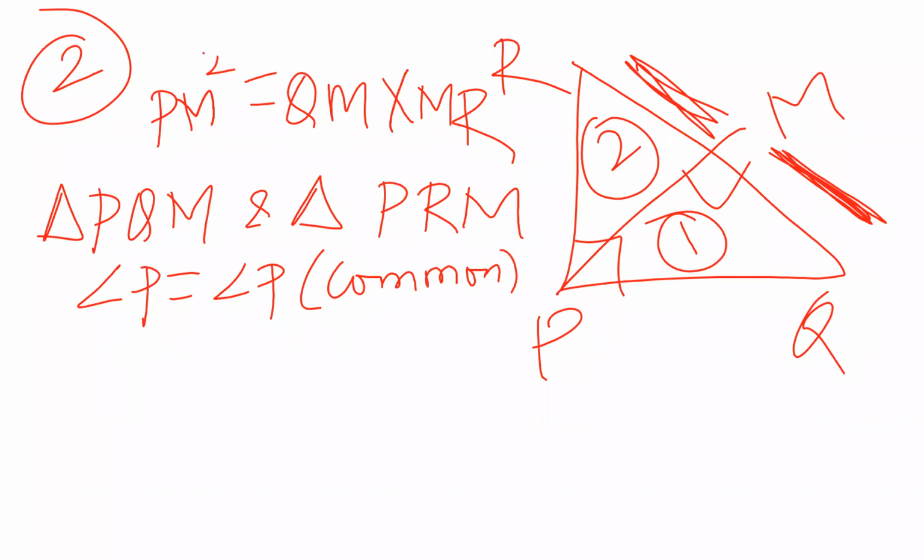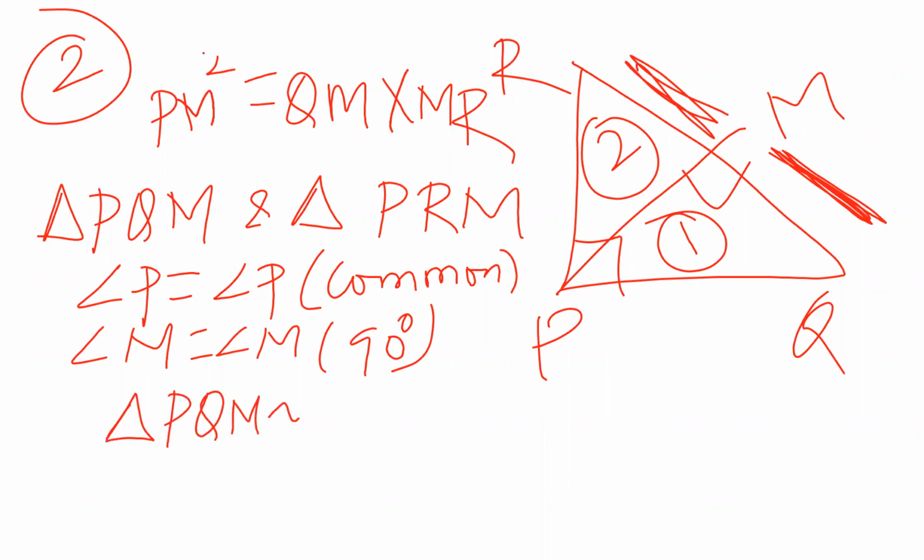And M is what? 90 degree. So by AA criteria, both triangles are similar. So triangle PQM is similar to triangle PRM. Now what do you have to take? You have to take ratio. So PM by QM.